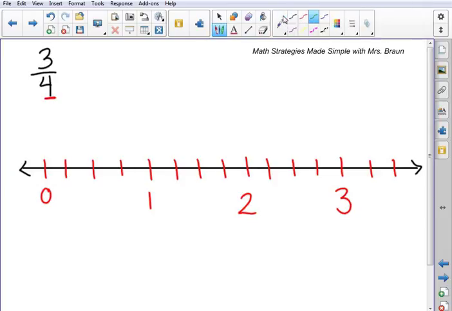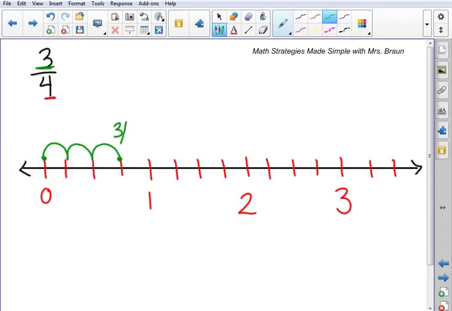Now I'm going to take a look at that numerator. And that numerator is 3. And so I'm going to count starting from 0. I'm going to count up to 3/4. So here's 1/4, 2/4, 3/4.